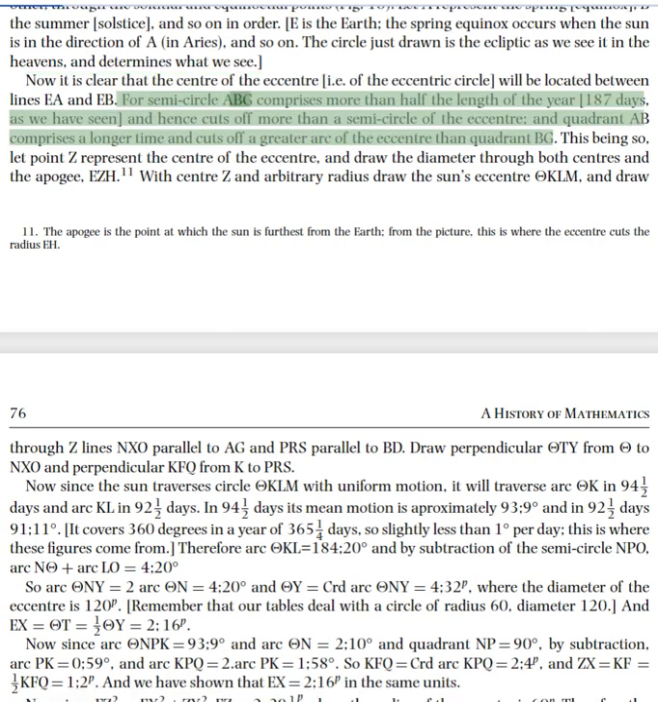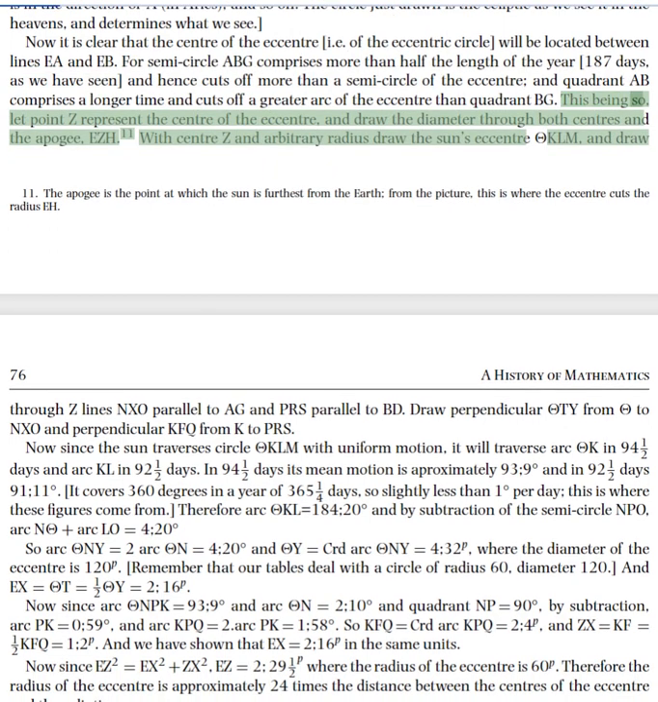For semicircle ABG comprises more than half the length of the year and hence cuts off more than a semicircle of the excenter, and quadrant AB comprises a longer time and cuts off a greater arc of the excenter than quadrant BG. This being so, let point Z represent the center of the excenter, and draw the diameter through both centers and the apogee, EZH. With center Z and arbitrary radius, draw the sun's excenter KLM.